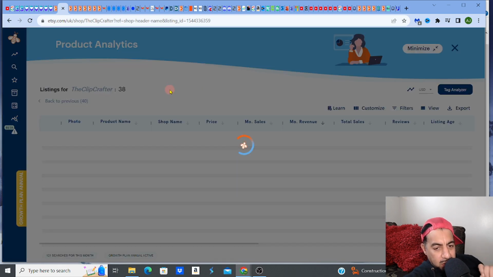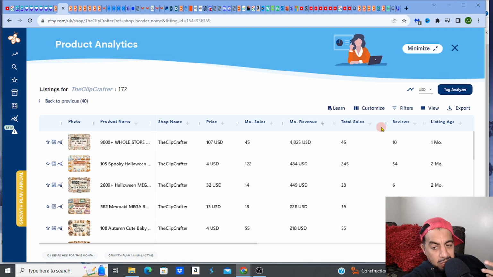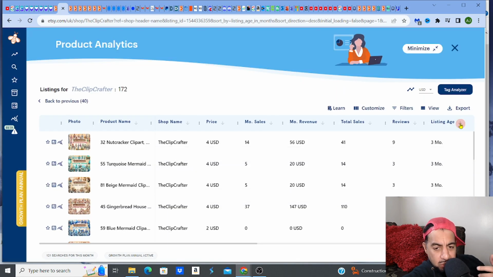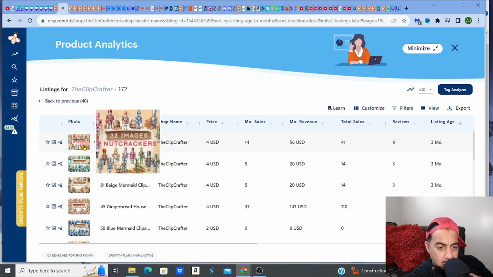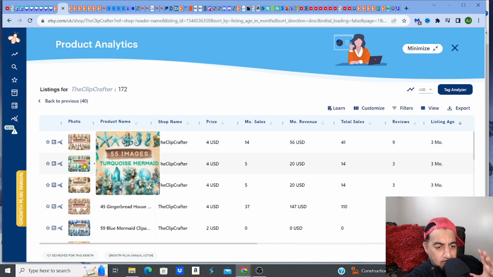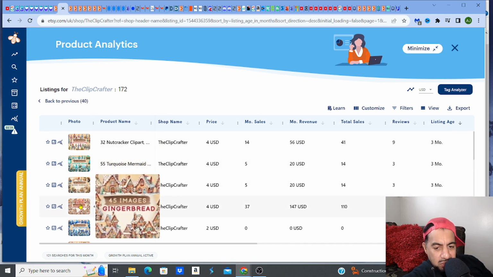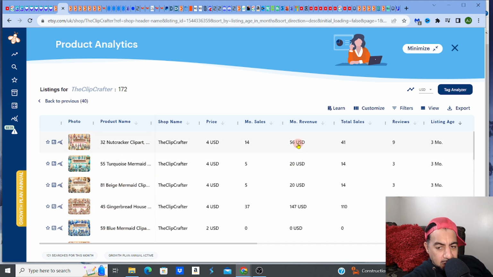And what I mean by elements is creating images for demand. Now, the store age is approximately, I'll just tell you right now, I think it's 3 or 4 months. Yep, 3 months old. Now, those smaller ones, bundles of 32, 55, 81, 45, they are making money. So, $56, $20, $147, and so on. Those smaller ones are making money, right?